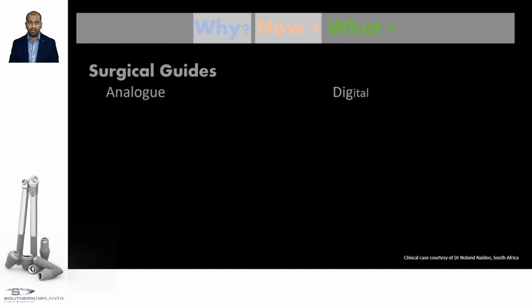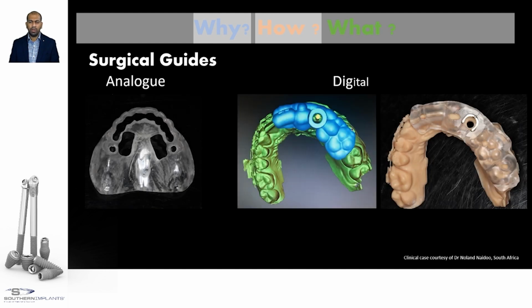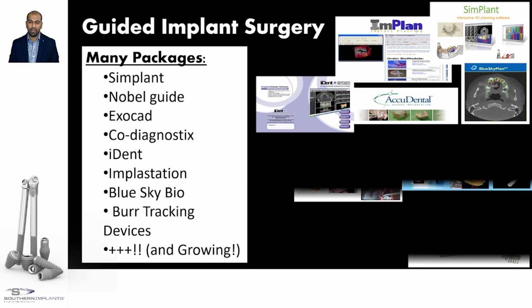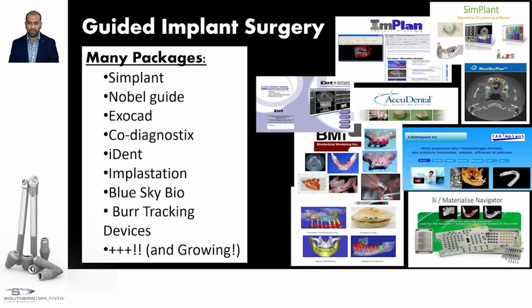What about guides? So how do we translate our planning to the real world? And we can do this via analog guides or digital guides. But there are many guide systems on the market, so which one should we choose? And the answer is a very difficult one because they all really work well. And so you would choose the one that you've done the most research on and the one that you understand best. And probably one that comes with the implant system that you use, if possible.